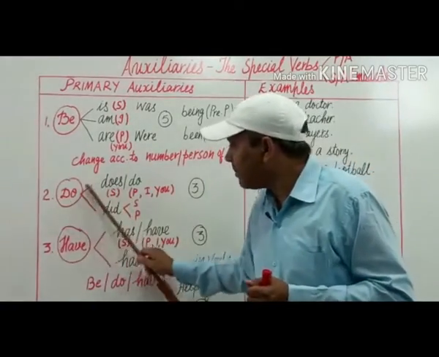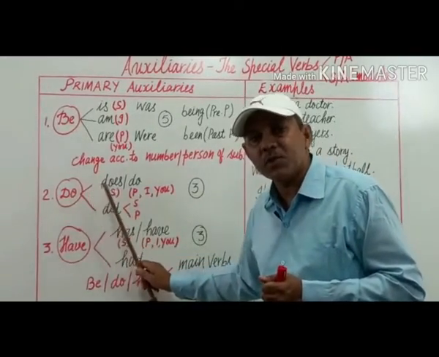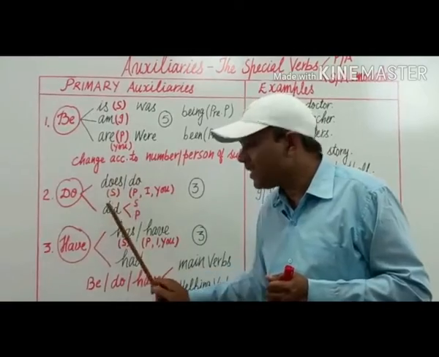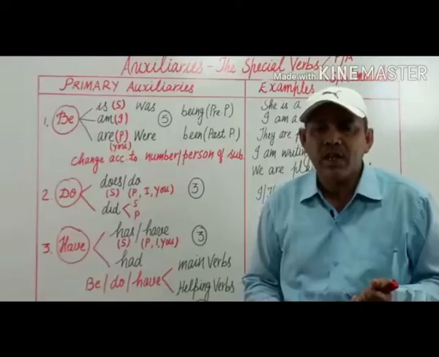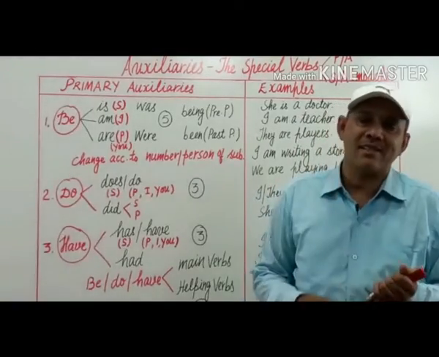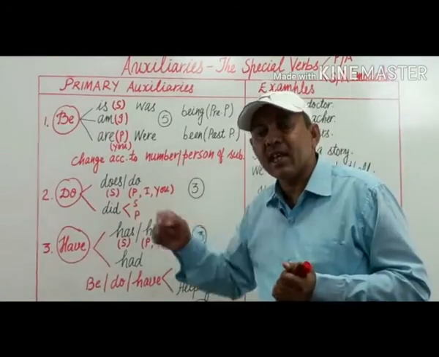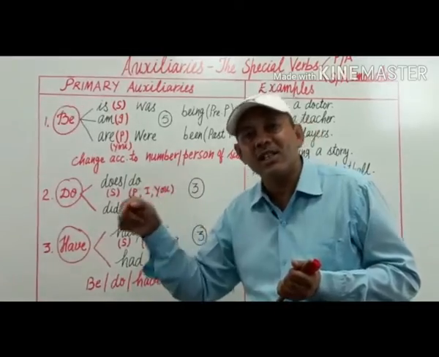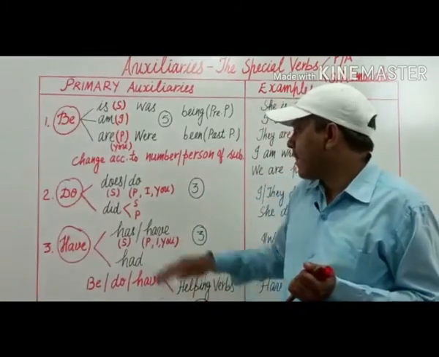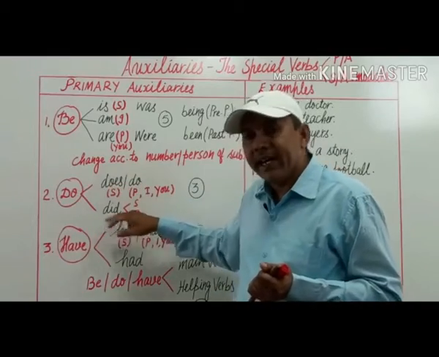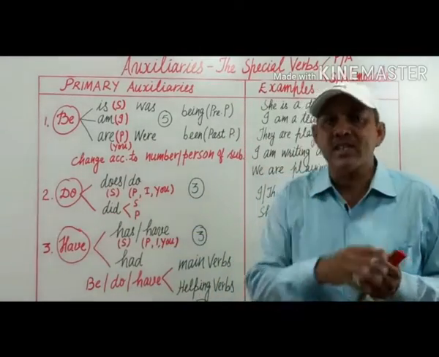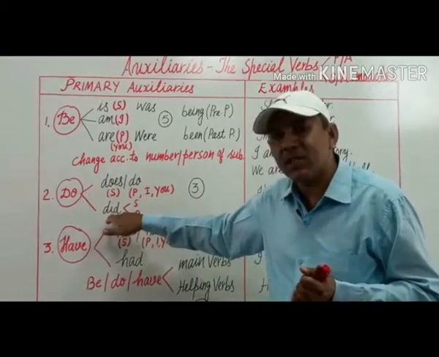Now let us take example of do. Do has three forms: do, does and did. As you know, do and does are used in simple present tense to make the sentences into negative or interrogative. Now, did is used in simple past tense to make the sentences negative or interrogative.